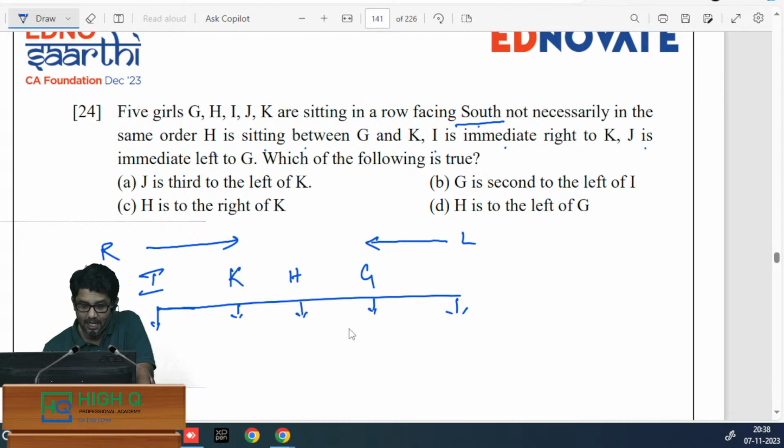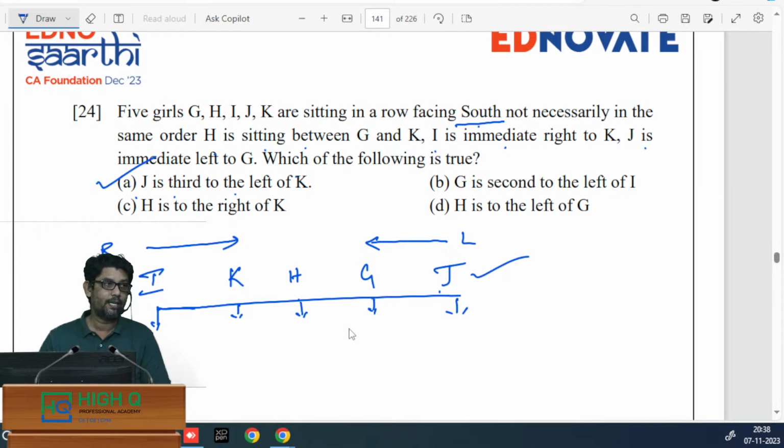J is immediate left to G. Yes. Which of the following is true? J is third to the left of K. 1, 2, 3. Yes, sir. J is third to the left of K. Option A is true, my dear.